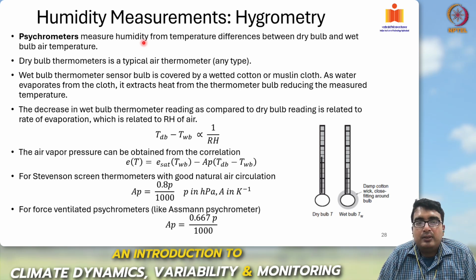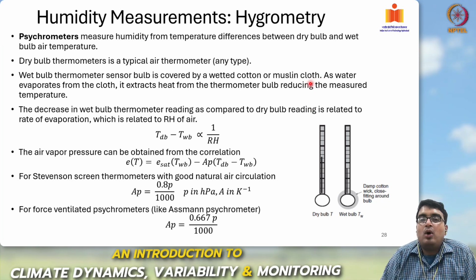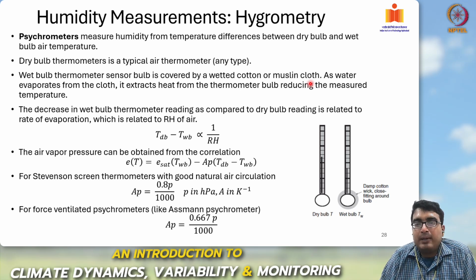A dry bulb thermometer is a typical air thermometer of any type, where, as you recall, we ensure that the temperature sensor or the temperature bulb is not in contact with any moisture or rainfall. Wet bulb thermometer sensors are opposite. Their sensor bulb is covered by a wetted cotton or muslin cloth. As the water evaporates from the cloth, it extracts heat from the thermometer bulb, thereby reducing the measured temperature.